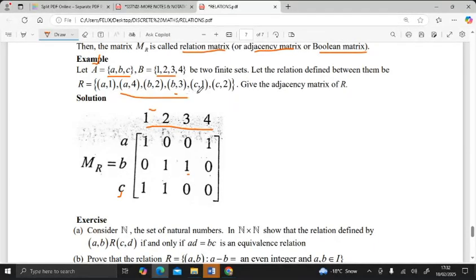B, we don't have B related to 1 here, so that is why we have a 0. B related to 2, yes, that is why we have 1. B related to 3, yes, that is why we have 1. B related to 4 is not there, therefore we allocate 0. C related to 1, it is there, that is 1. C related to 2, that is why we have 1. C related to 3 is not there in the relation, and that is why we have a 0. And C related to 4 is not there here, so that is not a member of this relation, and that is why we allocate 0.